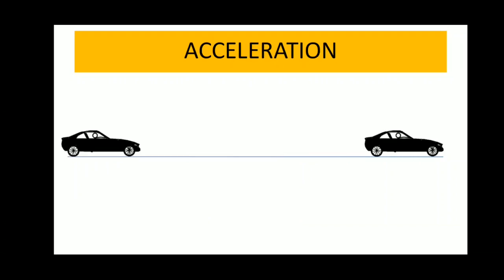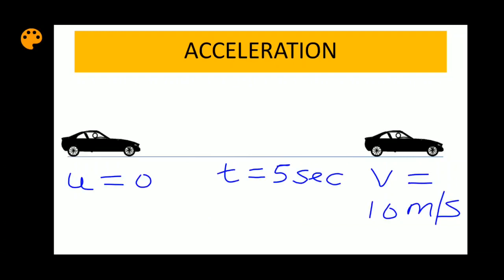To understand it, let's take an example. Suppose a car starts from rest. Rest meaning its initial velocity, which is represented by u, is equal to 0. And its velocity increases at a steady rate so that after 5 seconds, its velocity is 10 meter per second. Now in 5 seconds, the velocity has increased by 10 meter per second, from 0 to 10 meter per second. So here 10 meter per second is the final velocity, which is represented by v. Initial velocity represented by u and final velocity represented by v.